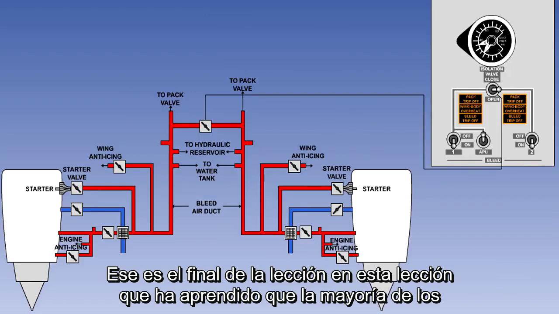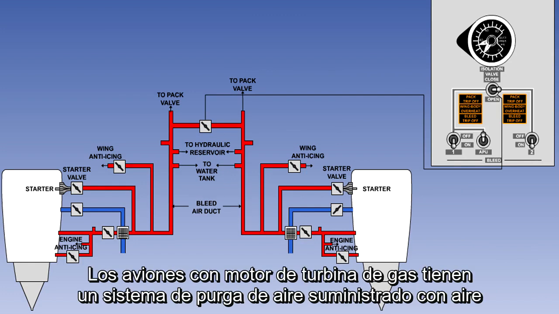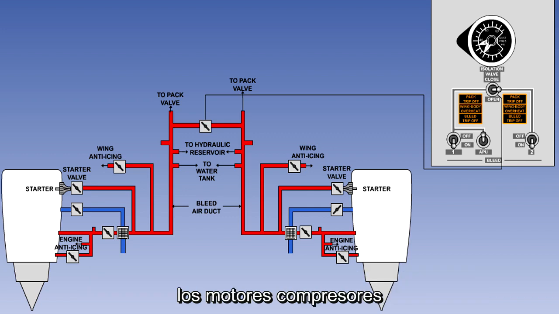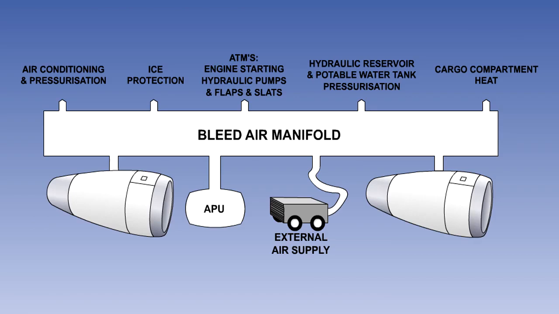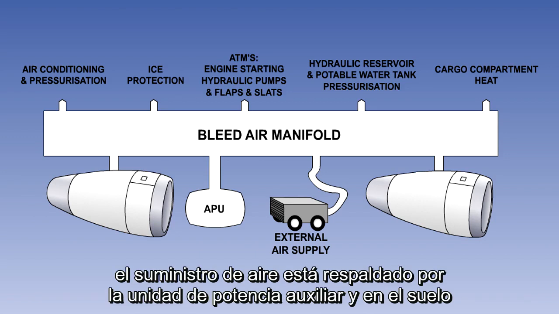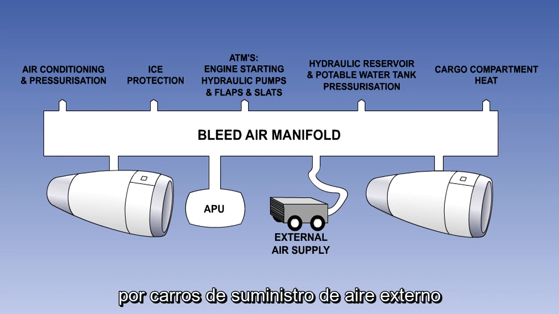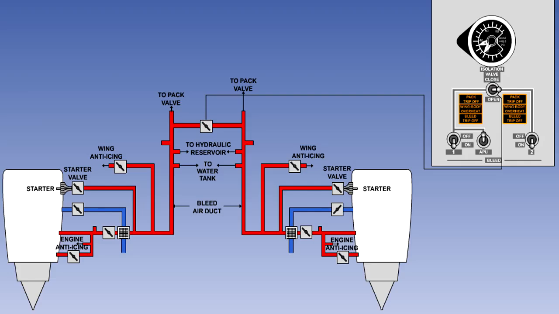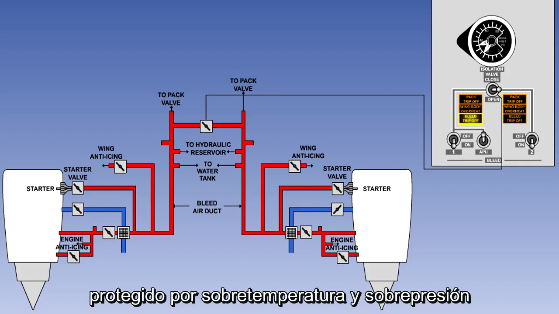That is the end of the lesson. In this lesson, you have learned that most modern gas turbine engine aircraft have a bleed air system supplied with air tapped from the engine's compressors. The air is used by a number of systems, as shown here. The air supply is backed up by the auxiliary power unit, and on the ground by external air supply carts. The system is duplicated and protected from over-temperature and over-pressure.